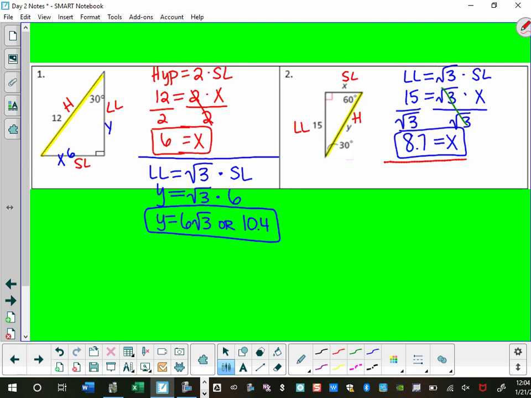So now, what do we still need? Stop just guessing, it doesn't make any sense. The short leg was 8.7. Write it in if you need to. We have the short leg, we have the long leg. Do I have the hypotenuse? No, so let's solve for that. What's your equation for the hypotenuse?